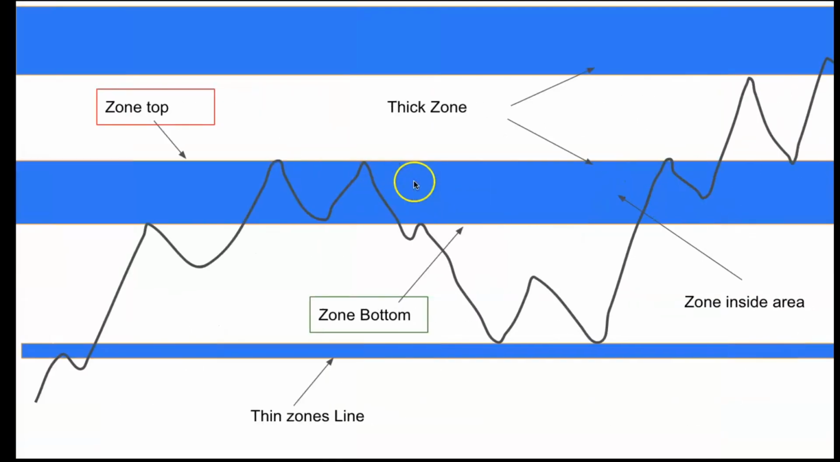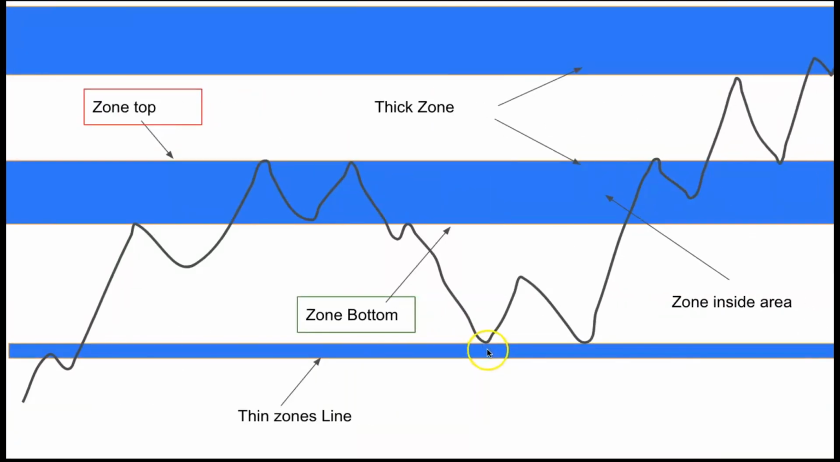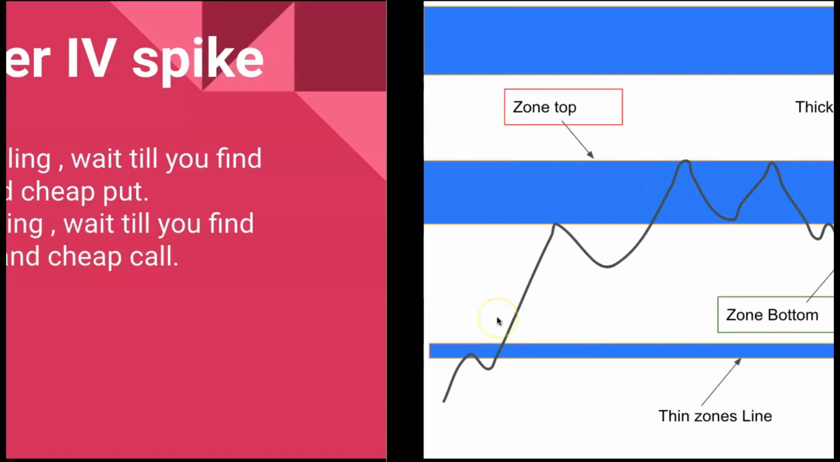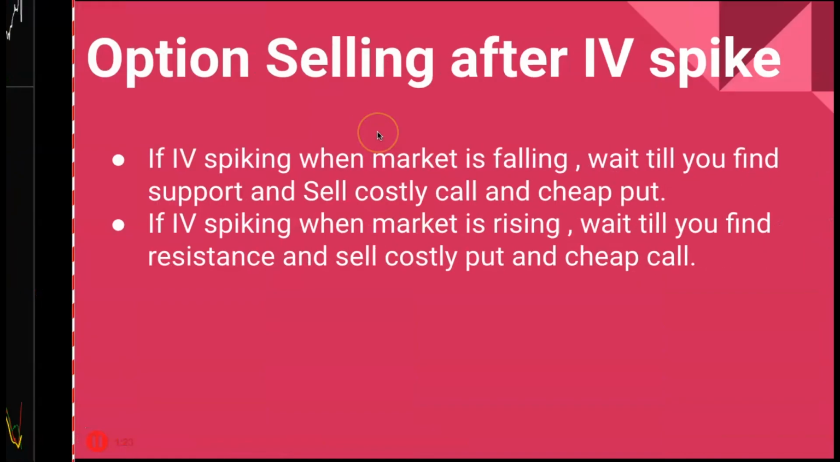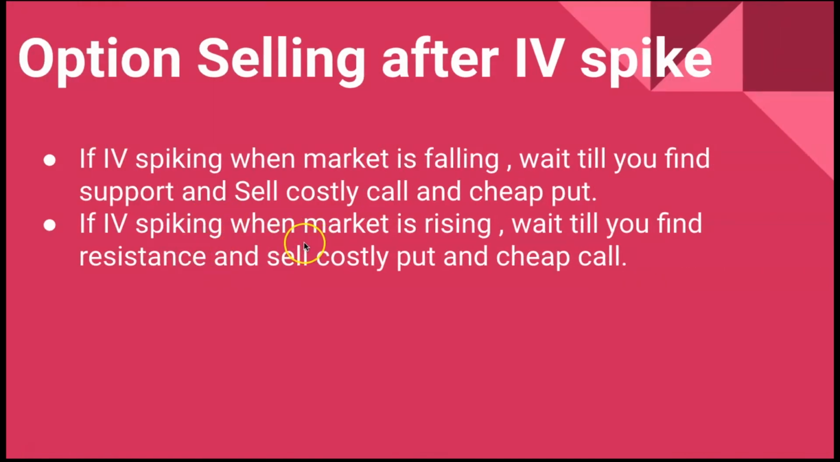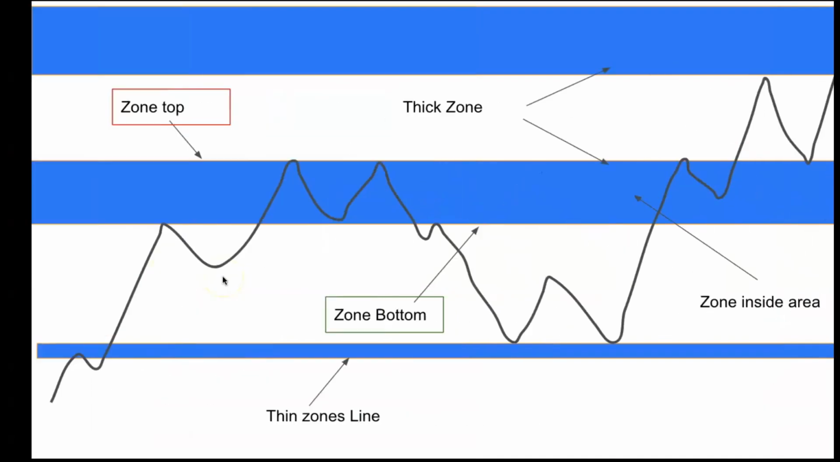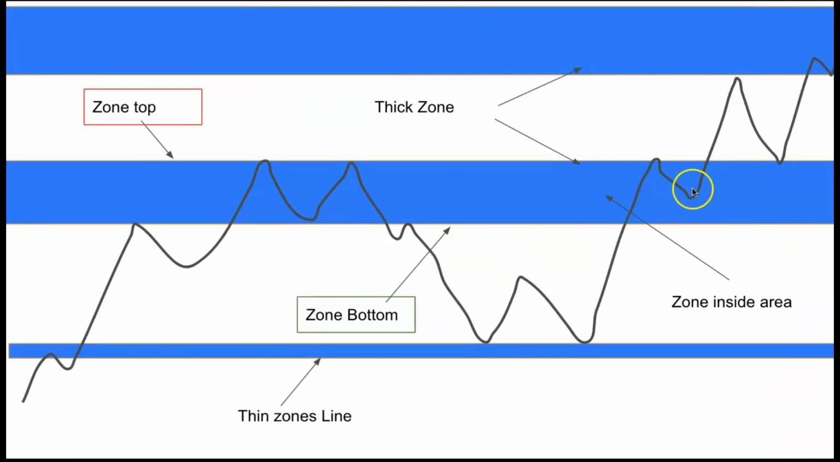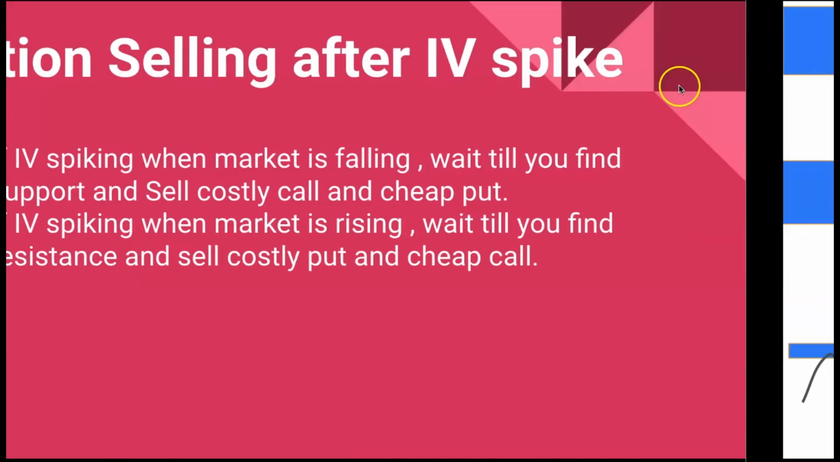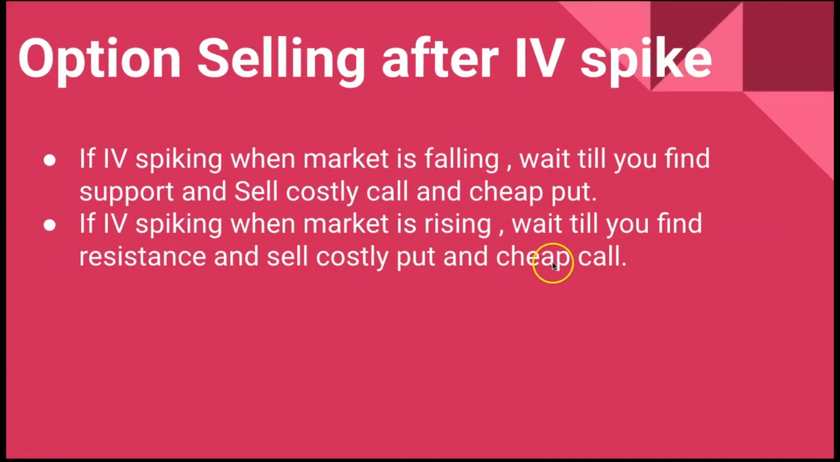So basically, if your entry is right, even if there is some more fall, we get profit because we sold the costlier call. And if the market is flat or reverses, due to the IV crash, we get the profit. And this second point is just the reverse of the first. Here the IV is spiking when the market is rising, so wait till you find the resistance. That is, the market is going up and the IV spike is happening. When the price reaches the resistance, you sell the costlier put and cheaper call.